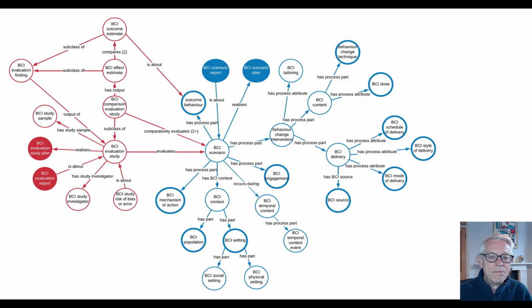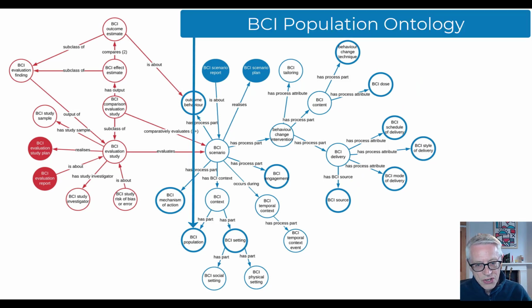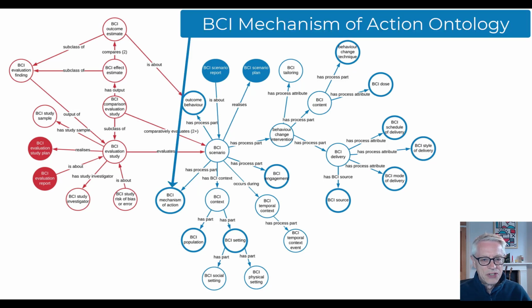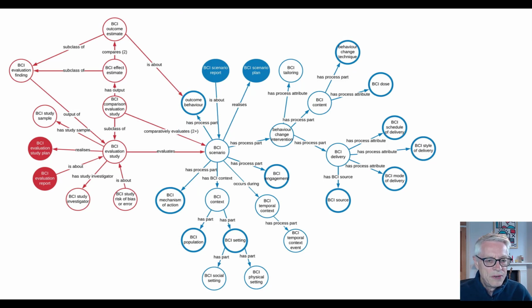And then we have the behavior change intervention population ontology, in which we can characterize the population, the setting ontology, and then finally the mechanism of action ontology. And these are the ones that we've developed so far. And obviously this is work that's ongoing and will continue hopefully indefinitely into the future as we extend the BCIO into other areas. So now let's just quickly look at the contents of the component ontologies and review those.